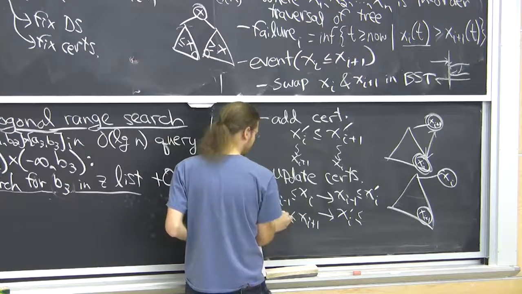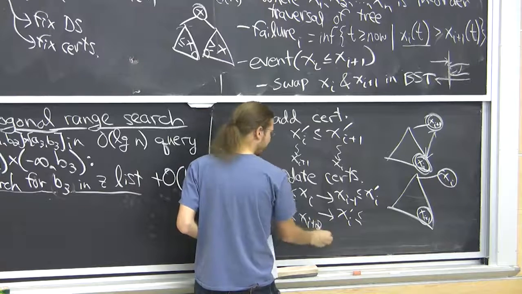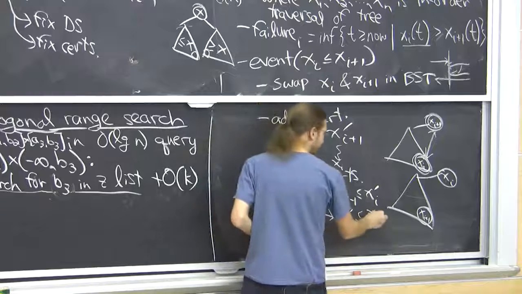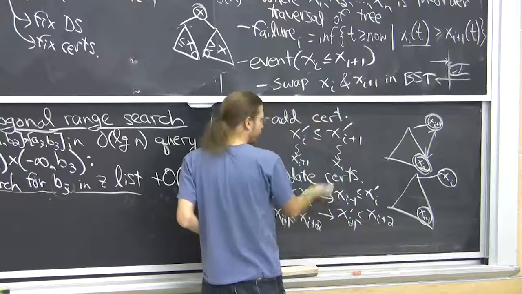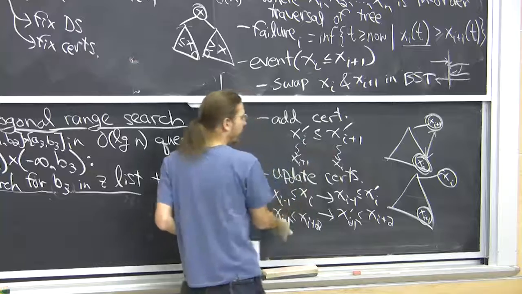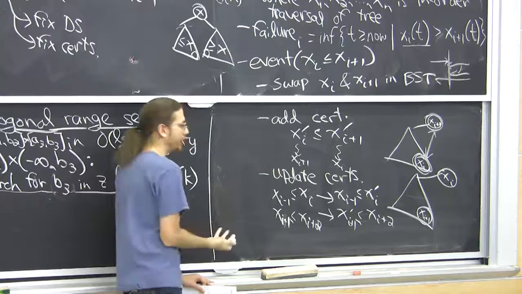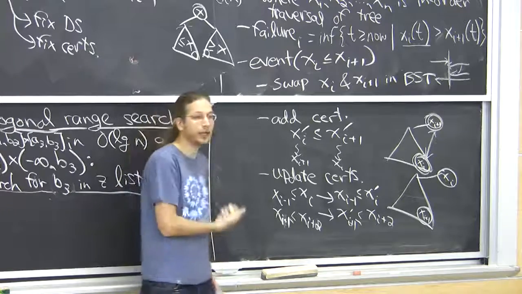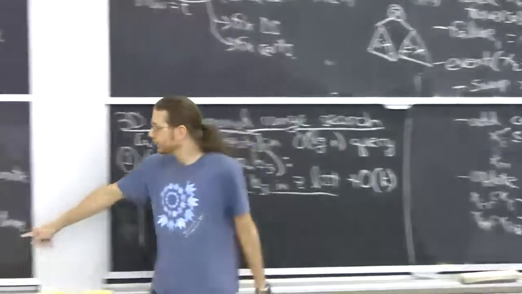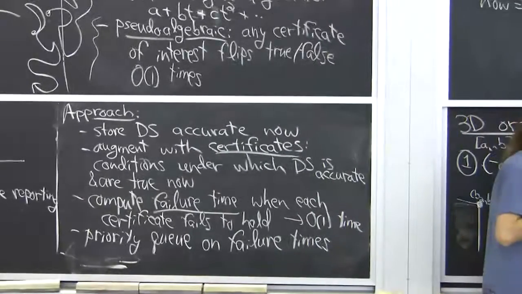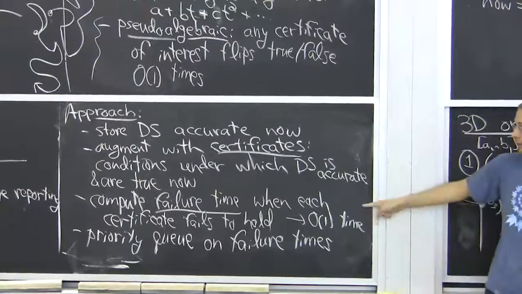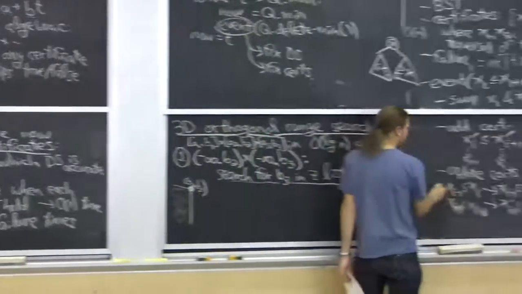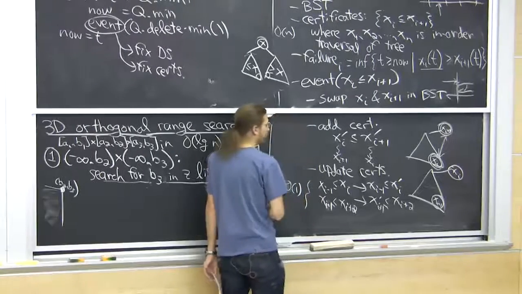Sorry, so I want xi plus 1 to xi plus 2. And I want to do now xi plus 1 prime to xi plus 2. Basically wherever the primes happen, which is xi and xi plus 1, whatever certificates they're involved in, you have to update them, meaning rip out the old one, put in the new one. And the main issue here is that you have to maintain the priority queue. So you've got to take them out of the priority queue, recompute their failure times, put them back in the priority queue with that failure time. But the point is, this is a constant number of updates.